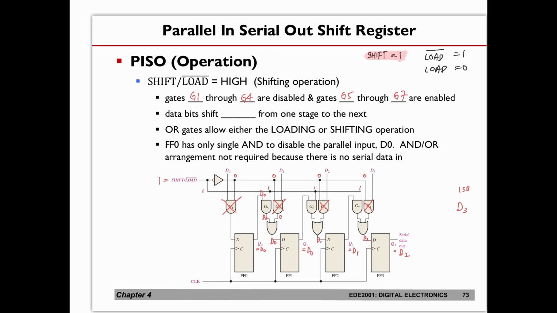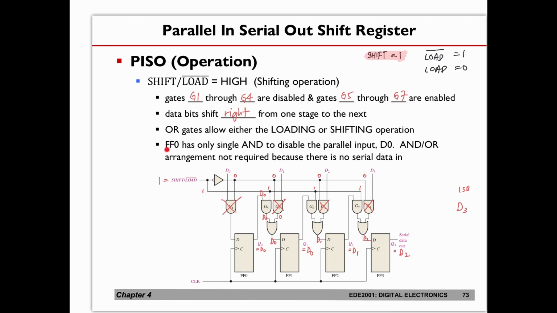You can see that the data has been shifted to the right, 1 bit by 1 bit. So basically what we have here is that the data bits are shifting to the right, bit by bit. The OR gate actually allows the loading or shifting operation.